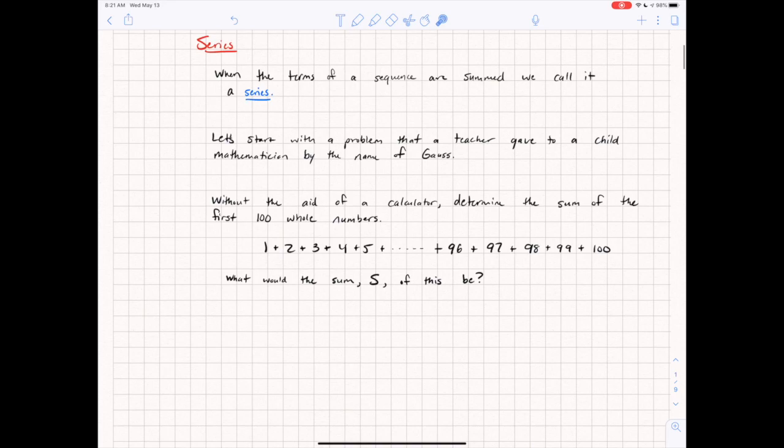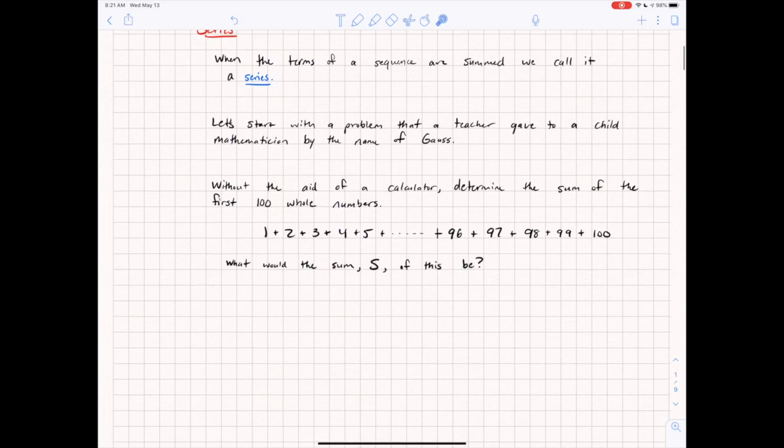So let's start with a problem that a teacher gave to a child mathematician by the name of Gauss. Gauss is a really famous mathematician for specific math fields. He created an algorithm for matrices to help solve systems of equations. He also came up with a really nifty way to solve this problem. Gauss was in school. The joke that I like to make up and tell is that the teacher was tired of teaching, so the teacher gave a problem that the students would work on for a long time, and the teacher could take a break and grade or do whatever they wanted to do.